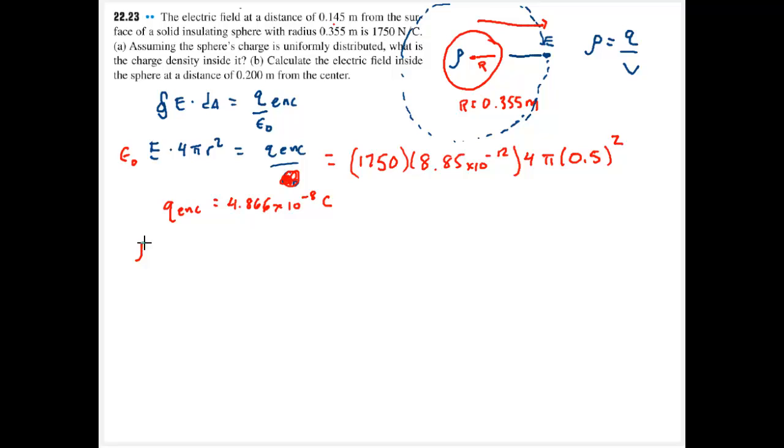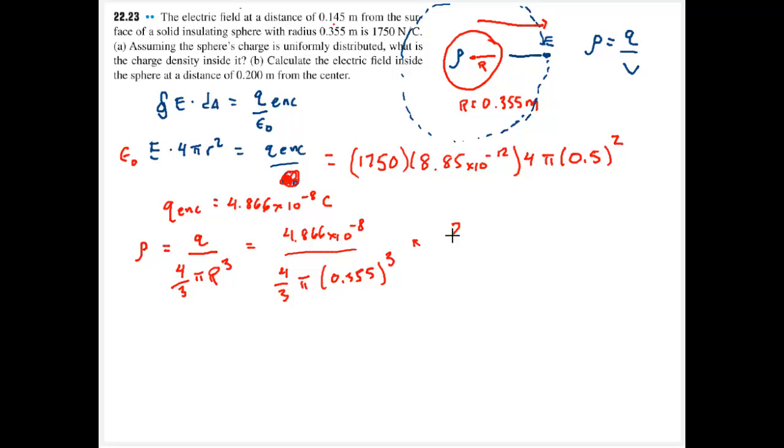I'm looking for my charge density, so that's going to be the charge enclosed divided by the volume of the sphere, so 4/3 pi big radius cubed. So 4.866 times 10 to the negative 8th divided by 4/3 pi. The radius of the sphere is 0.355. Don't forget to cube that guy. And we're going to get a charge density of 2.6 times 10 to the negative 7th coulombs per cubic meter. Volume is cubic meter, charge is coulombs.